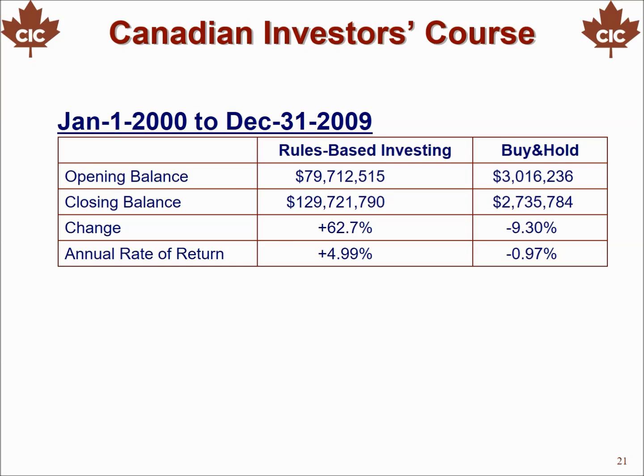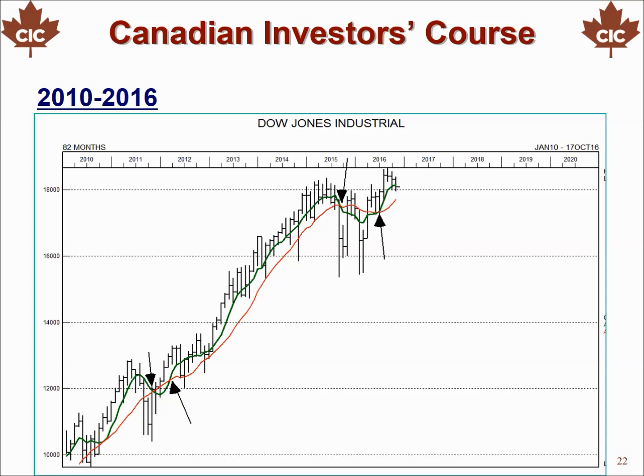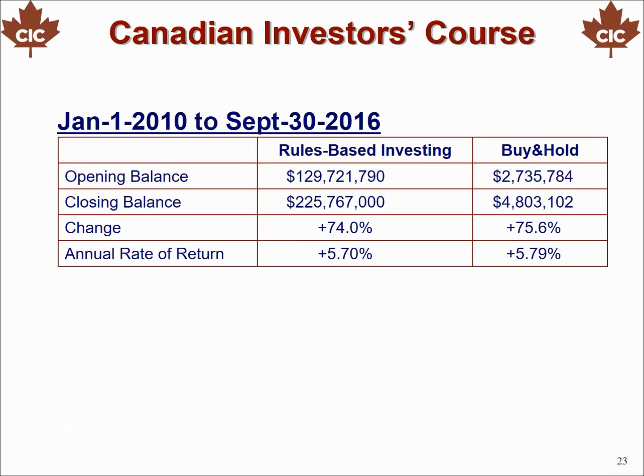Finally, going to today. Another period when buy and hold has worked rather well. And of course, this is our recent memory. So buy and hold, 5.79. Rules-based investing, 5.7. Why bother?